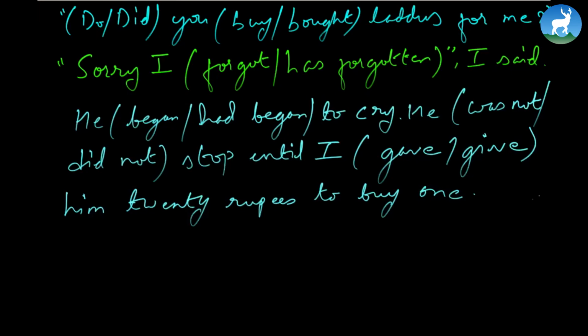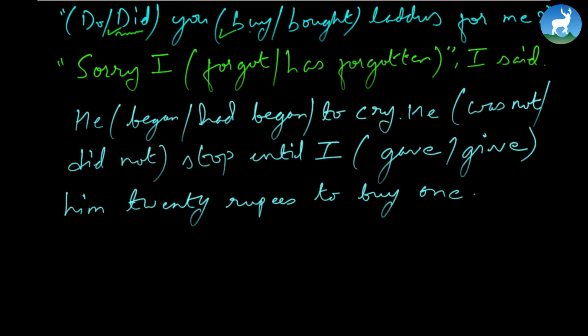Okay, so here you can see we use "did" because "did" itself is simple past. Once we use "did," which is the correct auxiliary verb here, and simple past is already there, we don't use "did you bought laddus for me," alright? The "did" would justify this verb 1. That's why we choose to tick "did you buy laddus for me," alright?